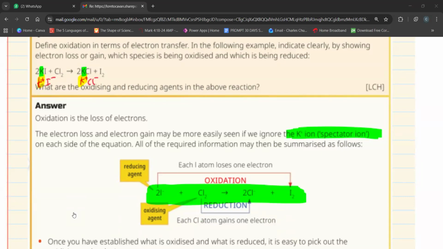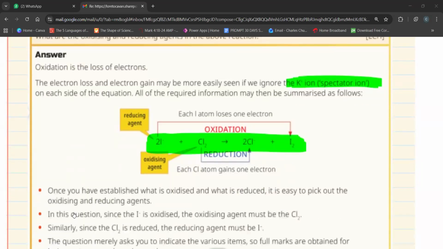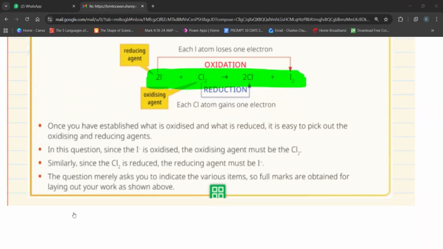Okay, so it's possible that we can have some elements that are taking part in the reaction, but they are not being oxidized, and they're not being reduced. They're just there. Let me just put it that way. They have a function, of course, but it's not as if they are participating as either oxidizing agents or reducing agents.